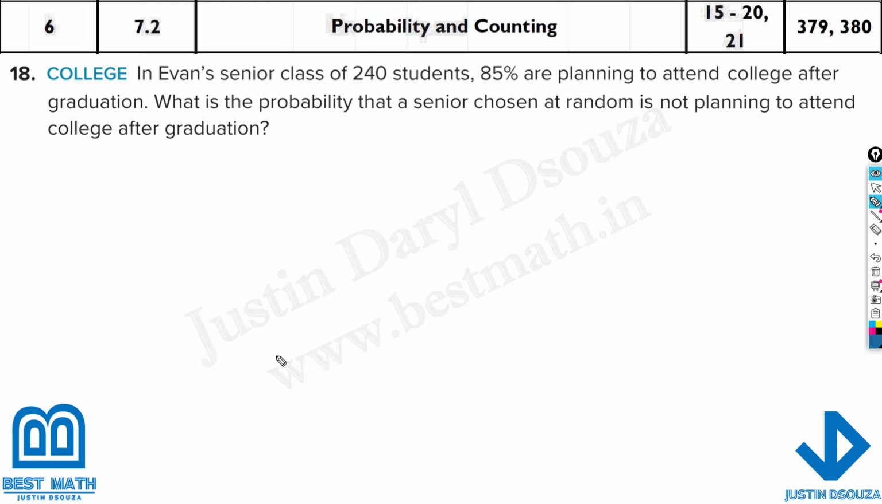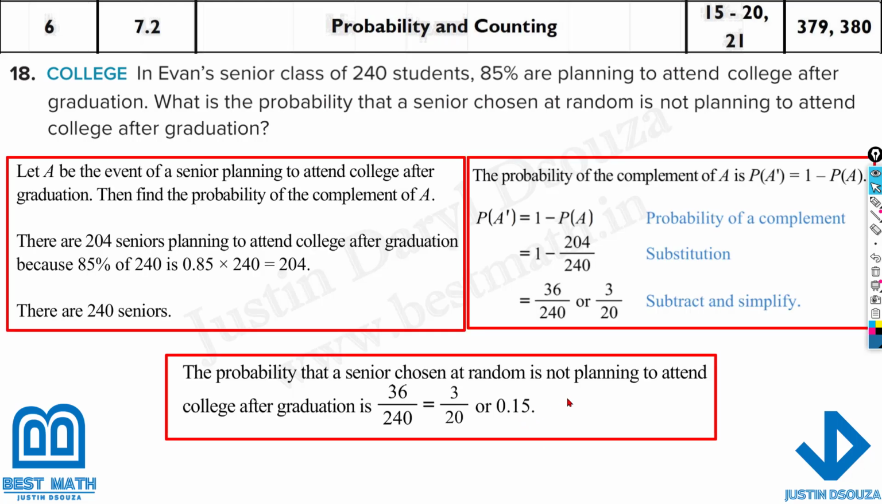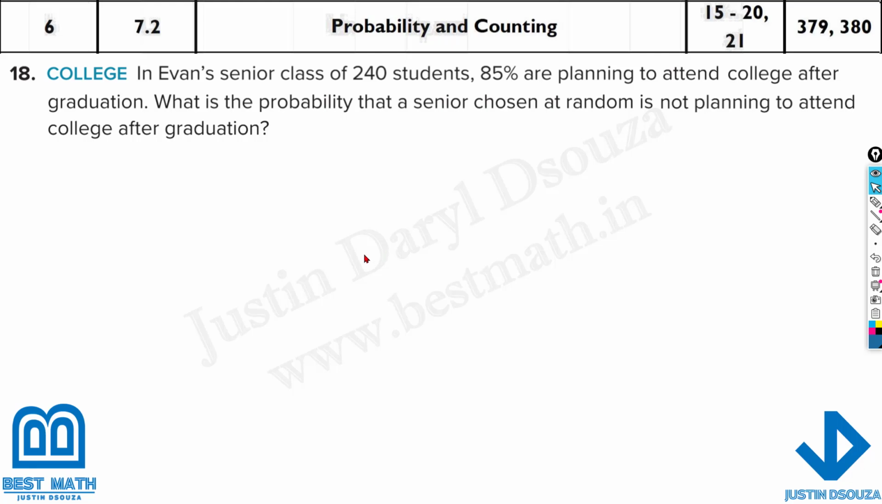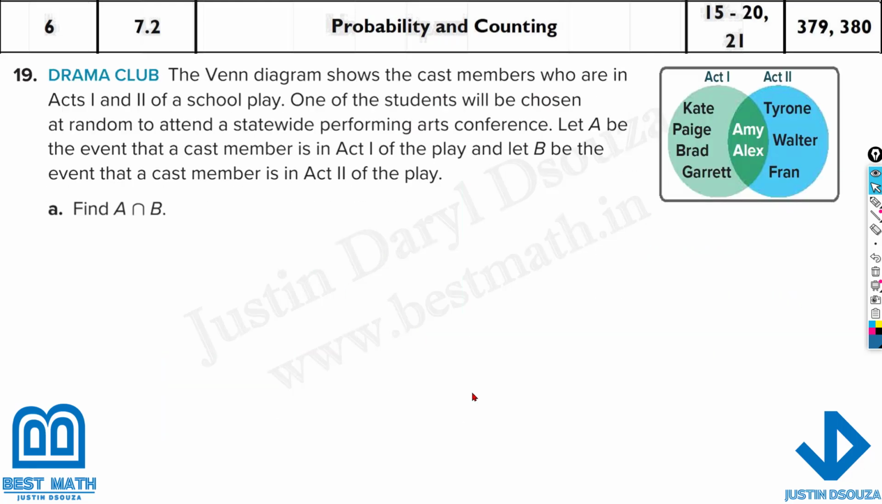In a senior class of 240 students, 85% are planning to attend college after graduation. 85%. So how many are not attending? It's 15%. What is the probability that a senior chosen at random is not planning to attend college after graduation? I'm not going to solve anything because over here we can directly tell it's 15%. Why? Because 85 are going to college, then the remaining 15 out of 100 will not go to college. So it's 0.15 or 15%. Rather than finding the number of students and everything, it's not required because it's a direct problem. So that's the answer here.